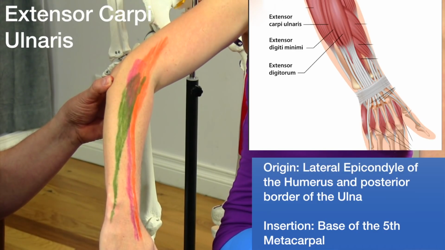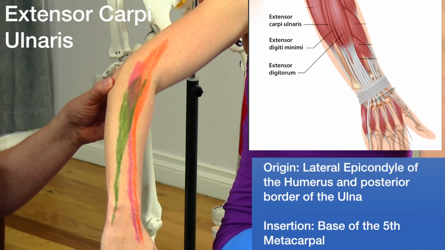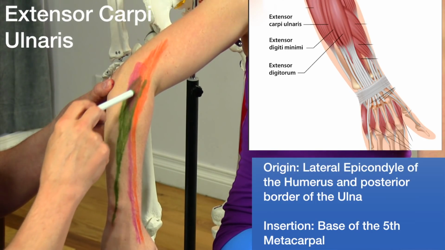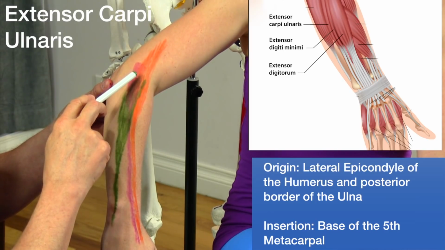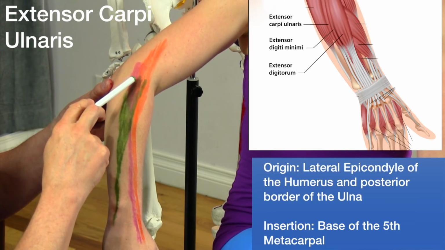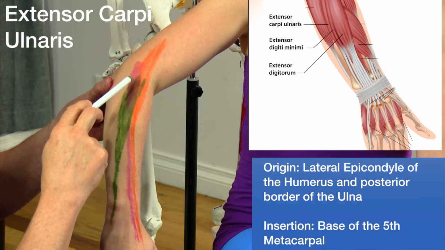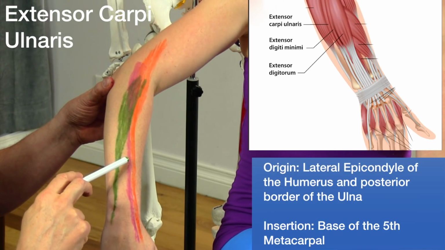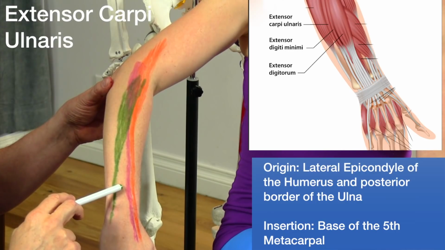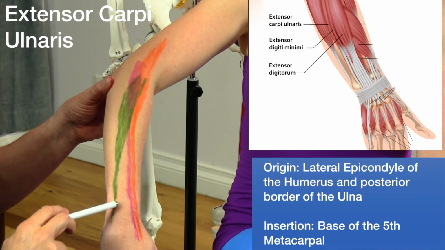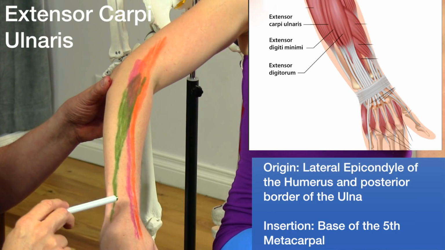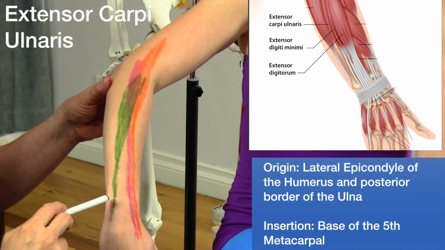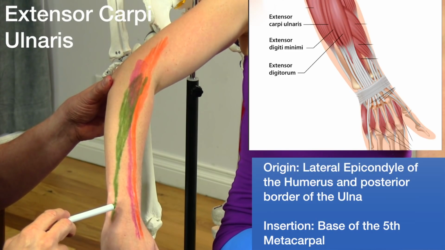The last extensor muscle of the wrist I want to talk about is the extensor carpi ulnaris. This will be the muscle in green here, running down. Now, this muscle originates from the common extensor origin and the posterior border of the ulna. It goes all the way down here, and it basically passes under the extensor retinaculum and inserts on the posterior base of metacarpal 5. The actions of the muscle are that it extends and adducts the wrist. It also weakly participates in elbow extension.